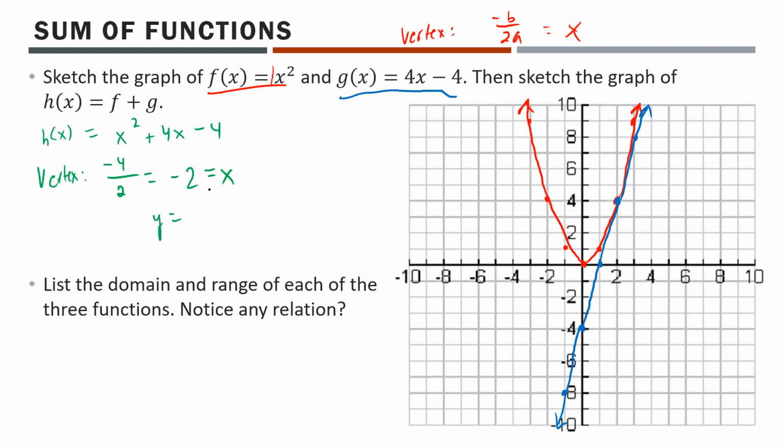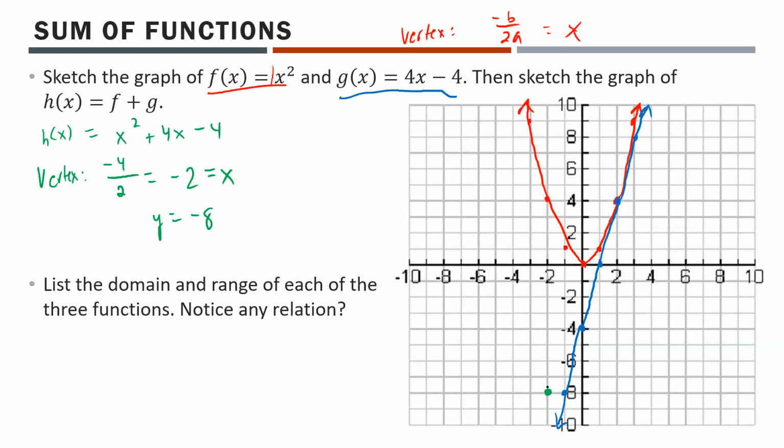To find the y value of that, you just take -2 and you plug it in here. So -2 squared is 4. 4 plus 4 times -2 is -8, so 4 plus -8 is -4. -4 minus 4 is -8, so y is -8. So -2, -8, that is going to be our vertex right down there.